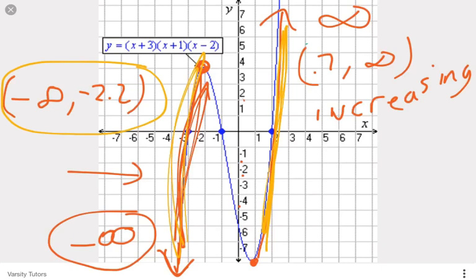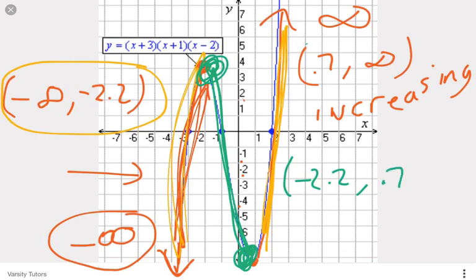Notice, follow the green, right in between them is where the function is going down, right? Remember, always read from the left point to the right point, which is way below it here. And so we would say from -2.2 for x up to 0.7 for x, it was decreasing. Okay, now pause the video again if you need to.